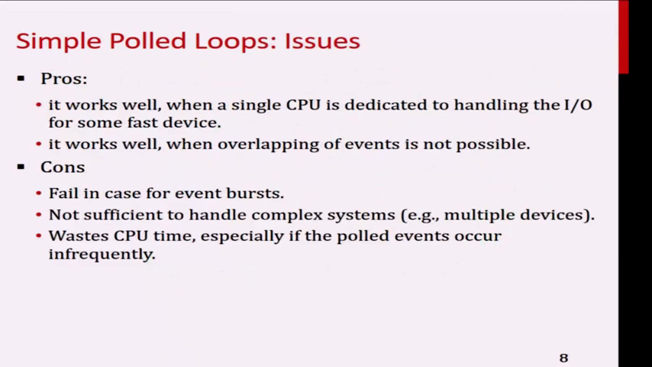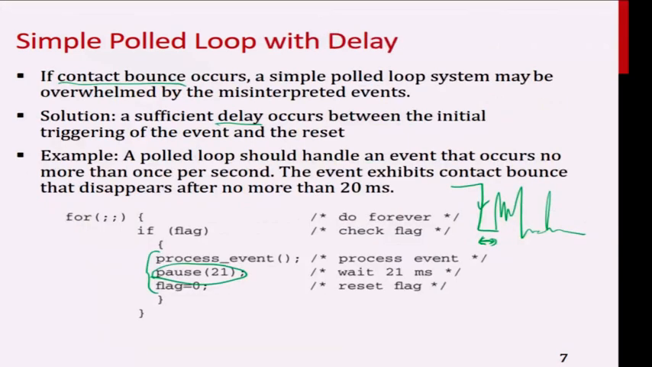So what is the main plus and minus of this? It works well if you are dedicated to handling I/O, and when overlapping of events is not so possible. Why? Because if I have overlapping events, then when the next event triggers, I may not be able to capture it. So for example, if I have this situation where I have one section here where I check for the button press, and the other section here is to check for maybe my Bluetooth signal. And if my Bluetooth event triggers and I'm in this code, and while I'm in between this code, a button press happened.